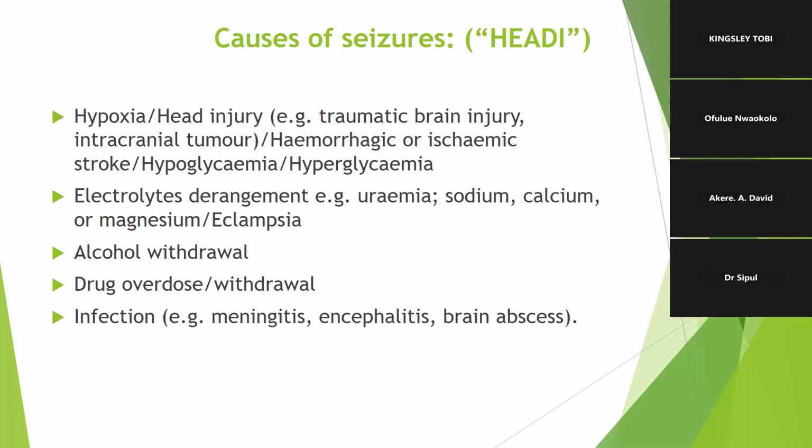Then, if you don't like Mr. Smith, you can use HEDI as your common causes of seizures. The H talks about hypoxia, head injury, hemorrhagic or ischemic stroke, hypoglycemia or hyperglycemia. E talks about electrolyte derangement, uremia, especially in patients with CKD, or uremic encephalopathy, abnormality of sodium, calcium, and all that. Eclampsia is a common cause of seizures, especially in childbearing age. Alcohol withdrawal, drug overdose, infections.